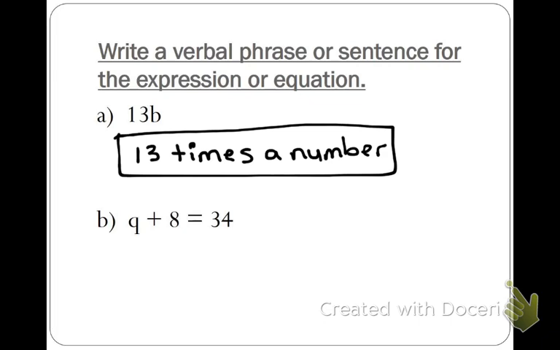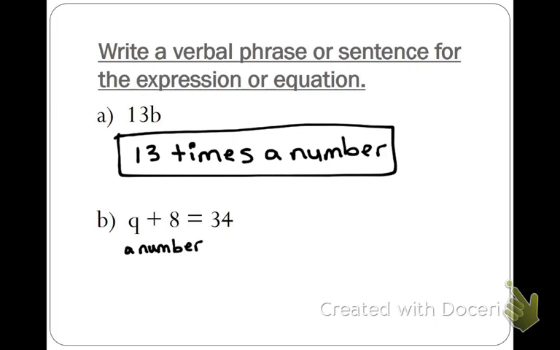The next one says Q plus 8 equals 34. I want you to write down what you think that would be. Who thinks they know what this should be? Q. What 2 words have we been using for Q, or for the variable? Just using words instead of the variable. So we're going to write a number. What should I write next, Ashley?